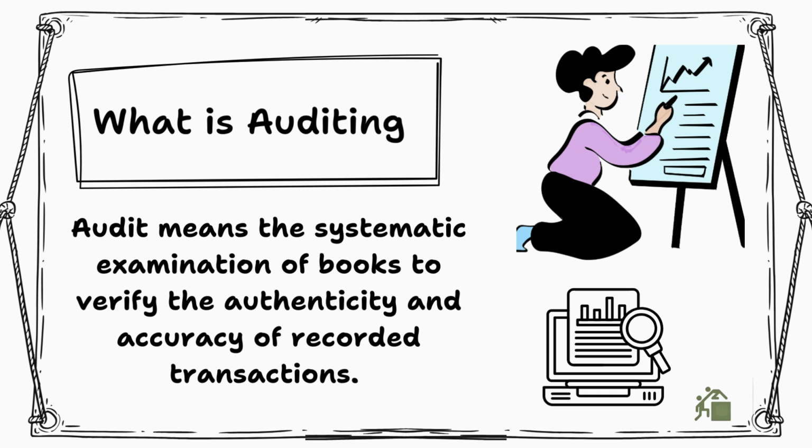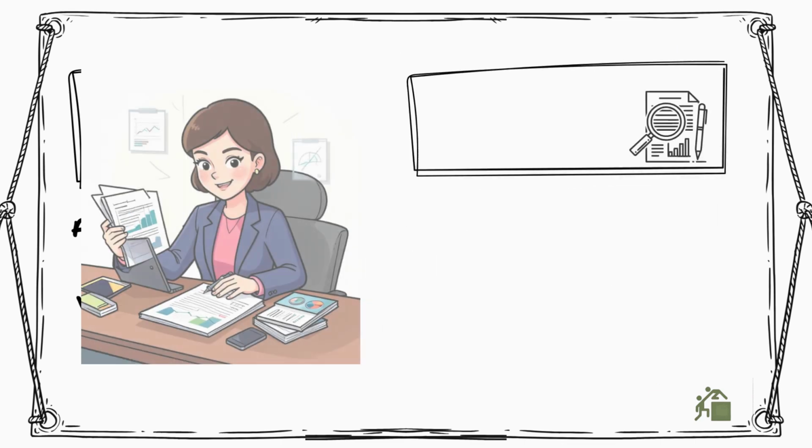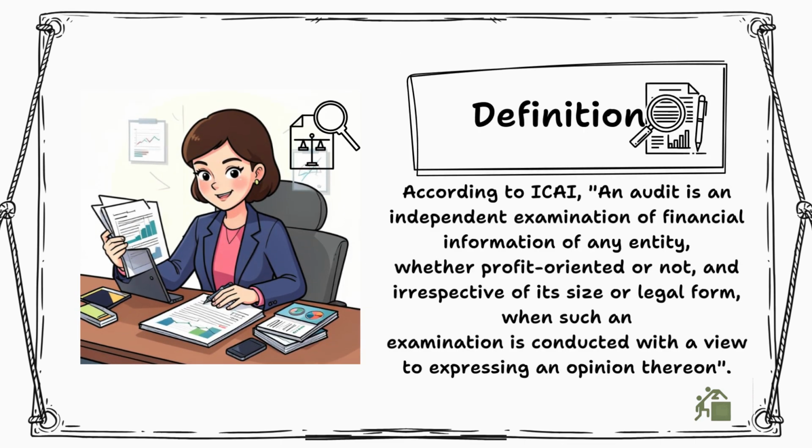Now, to understand the meaning of it, audit means the systematic examination of books to verify the authenticity and accuracy of recorded transactions. It is to verify whether the submitted financial records are true and in compliance with prescribed accounting standards. That involves scrutiny of vouchers, invoices, documents, bills, and cash memos. Now, let us further understand this with the definition.